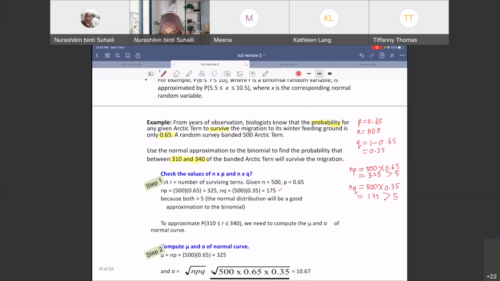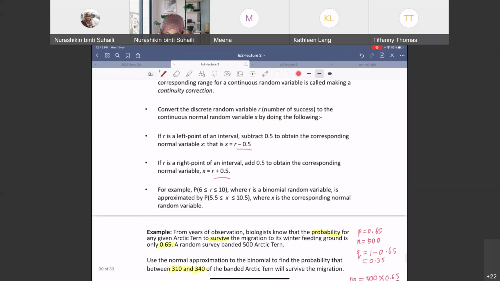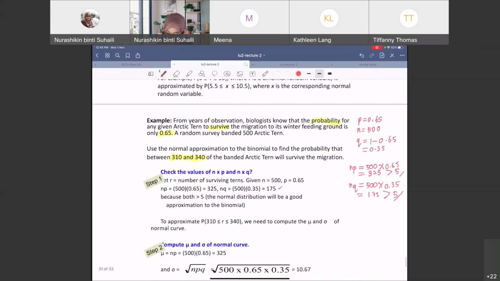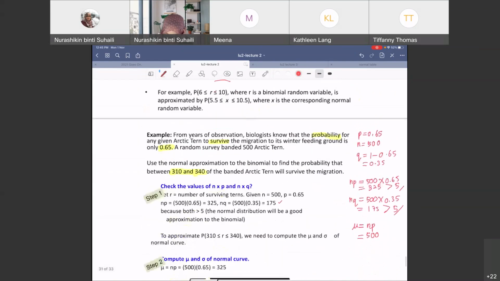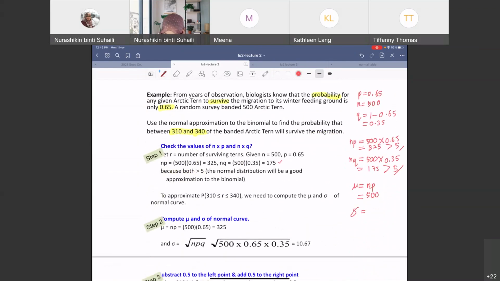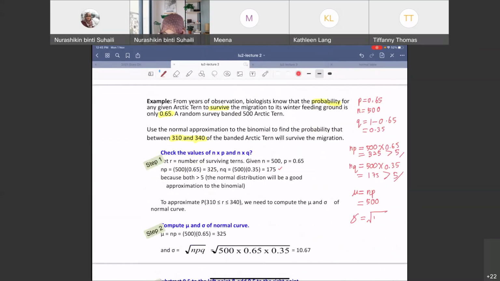Okay, now that's done. And then what else do we have to find? Given this one, the mu and p. We have to find the mu because the mu or the mean is not given. Mu is np. So n is 500. And also the sigma, which is equal to the square root of npq.